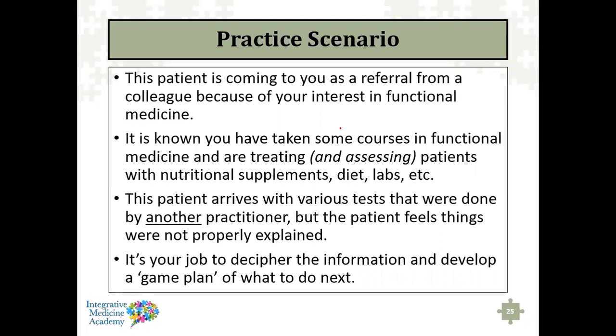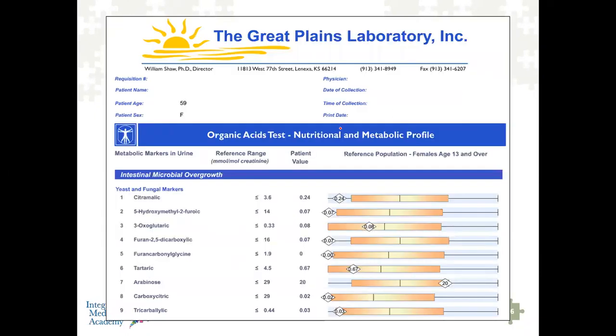So the patient arrives with the various tests that were done by another practitioner, but they're coming to you for interpretation, clinical correlation, and some other ways of looking at things. They just felt like the last practitioner didn't properly explain some stuff. So you've got to decipher the information and develop a game plan. So let's play that.